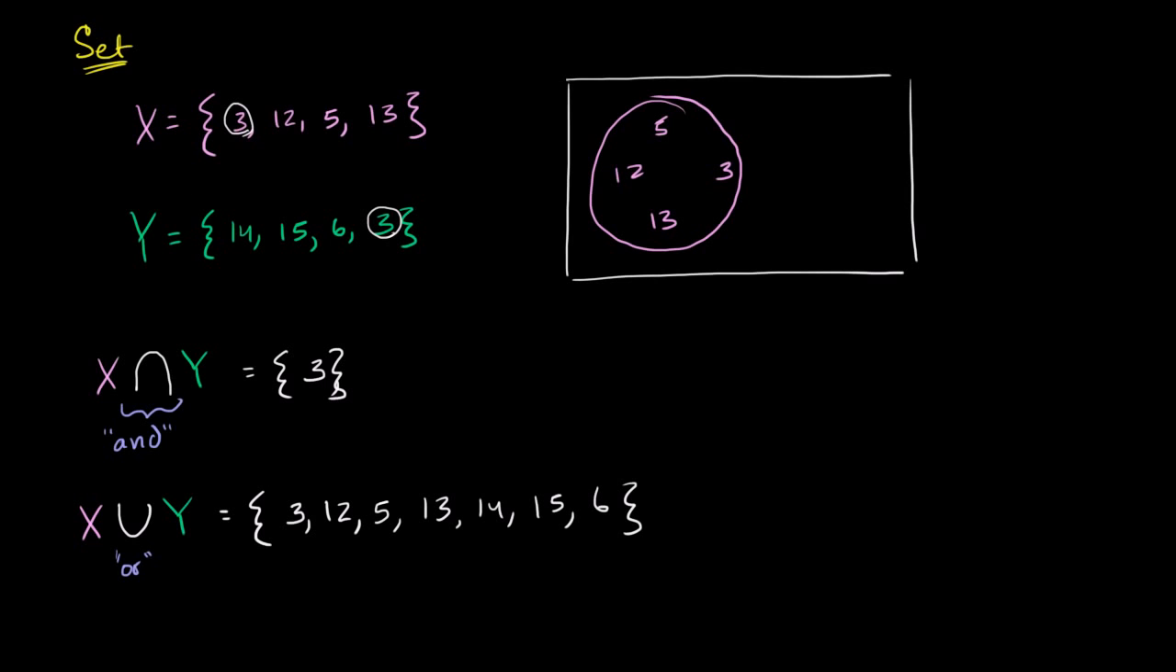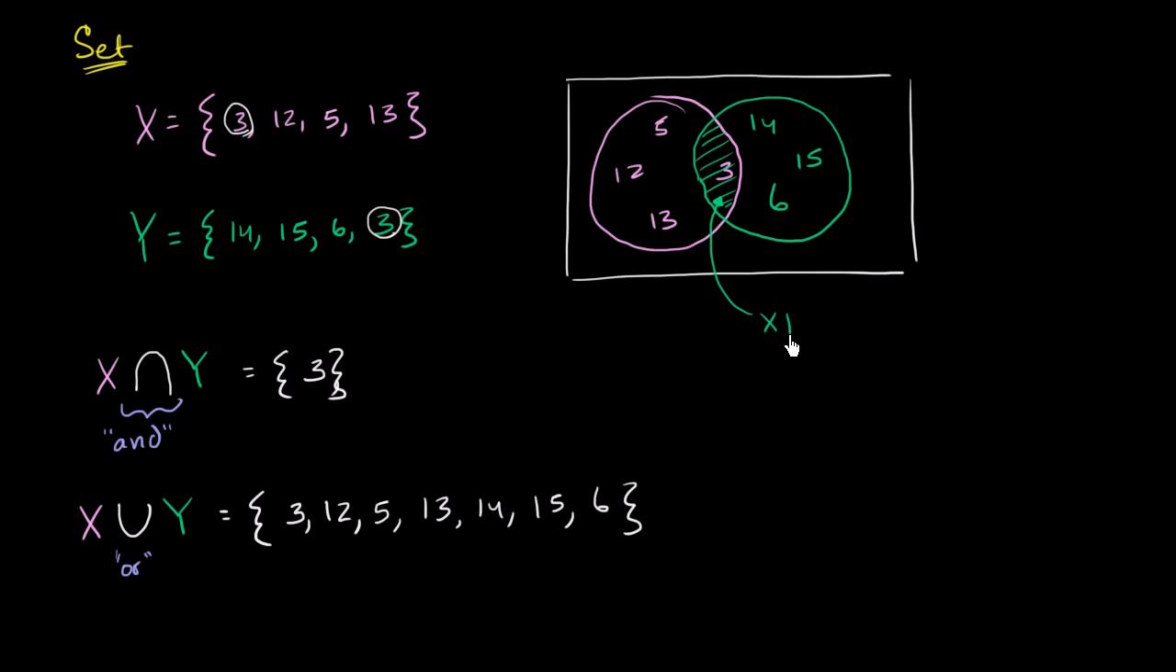And then we can draw set Y. And notice, I drew a little overlapping here because they overlap at 3. 3 is an element in both set X and set Y. But set Y also has the numbers 14, 15, and 6. And so when we're talking about X intersect Y, we're talking about where the two sets overlap. So we're talking about this region right over here. And the only place that they overlap the way I've drawn it is at the number 3.